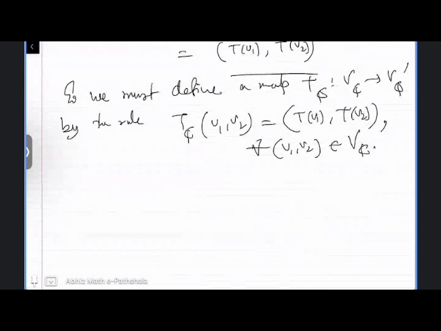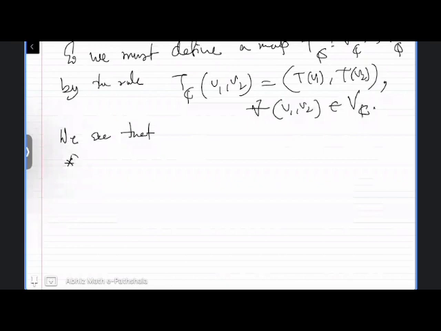Now you can check easily. Note that, number one, we see that TC is particularly R-linear. Why is it R-linear? Because T is R-linear, and so therefore TC must be R-linear. Why?